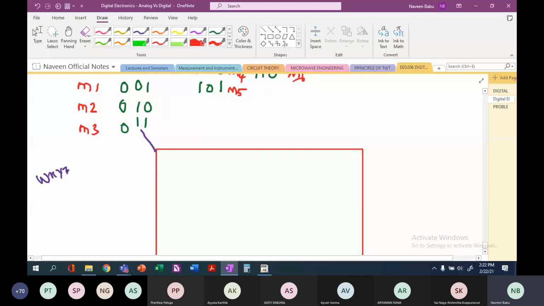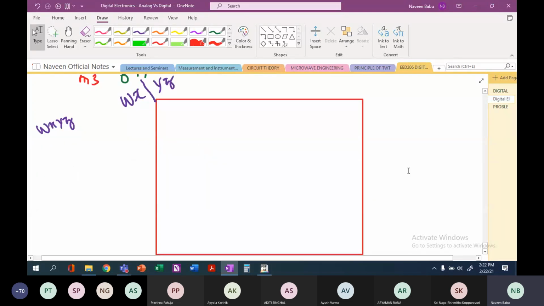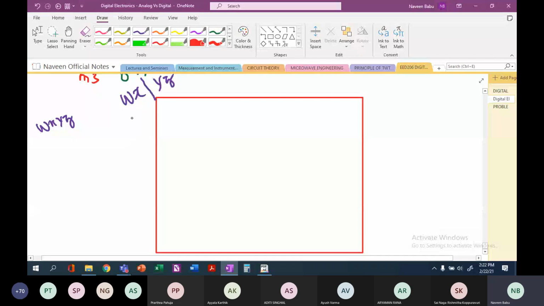So WX. What are the four different possible combinations? 0, 0, 0, 1, right? So this 0, 0, 0, 1, and please note I cannot have 1, 0 here because there should be a grayscale variation. So it is 1, 1 and then 1, 0. Similarly, across for YZ also it can take value 0, 0, 0, 1, 1, 1 and 1, 0.